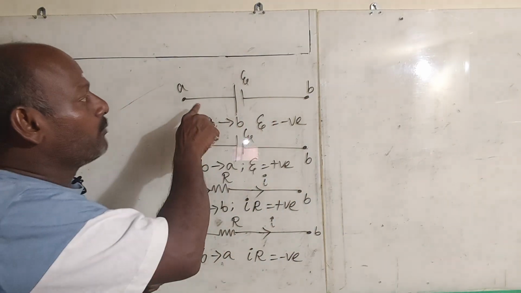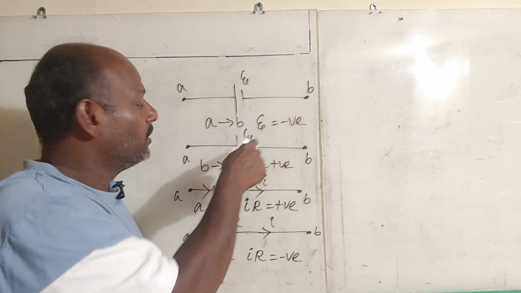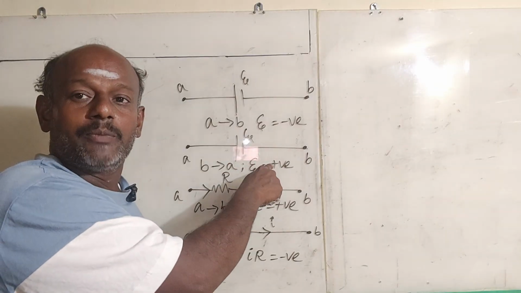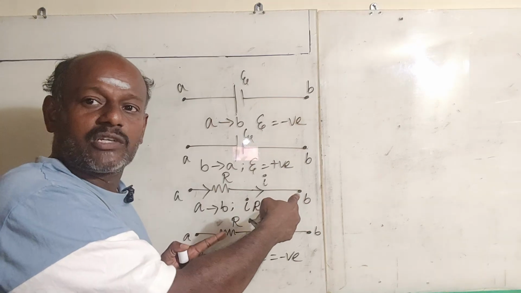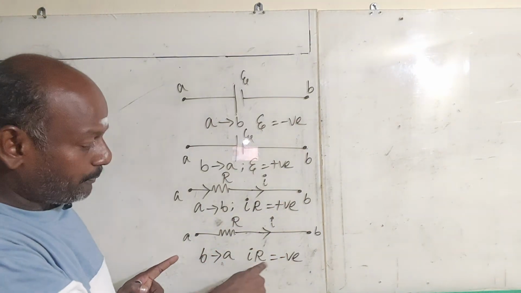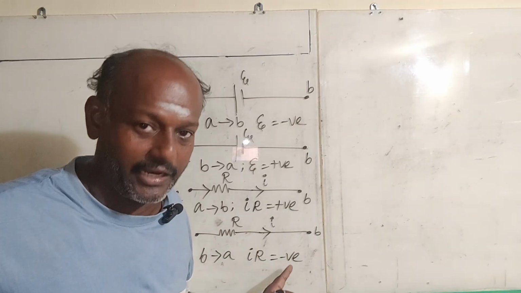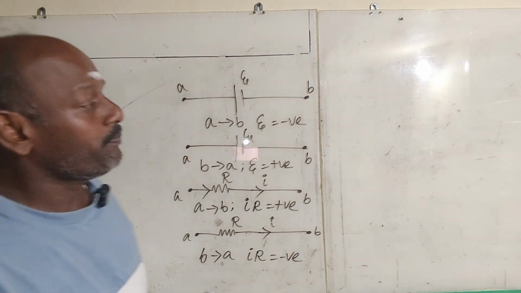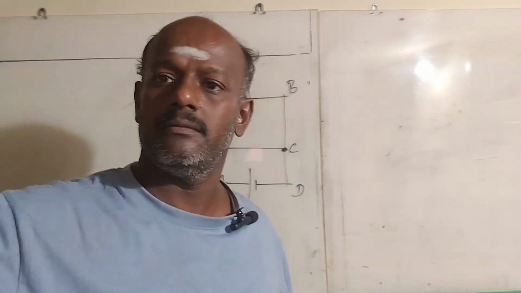Okay, so if I am moving from higher potential to the lower potential, the EMF must be taken as negative. Lower to higher, the EMF should be taken as positive. And if I am moving along the direction of the current, the product of current and resistance must be positive, and the product of current and resistance, if I am moving against the direction of current, will be taken as negative.